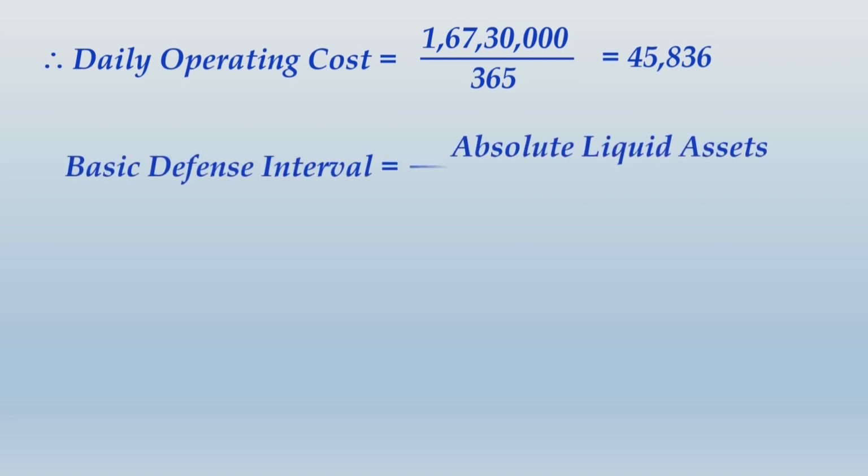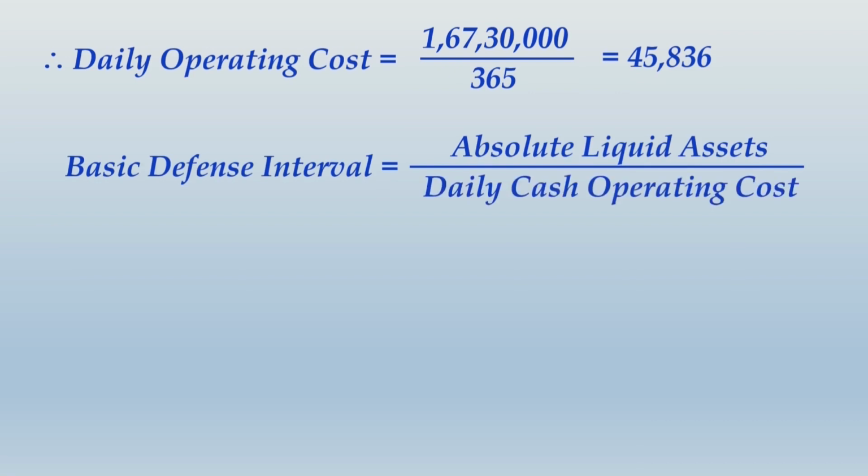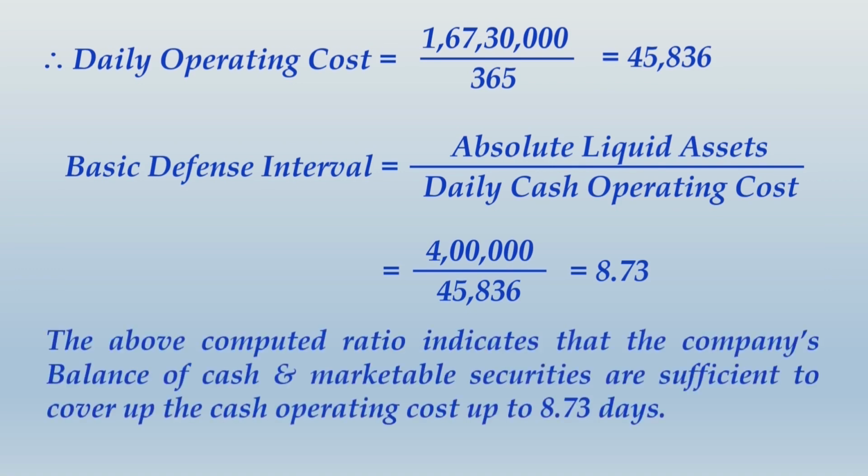Now the basic defense interval will be absolute liquid assets divided by daily cash operating cost, which will give you 4 lakhs divided by 45,836, that will give you 8.73. And the implication of this: the above computed ratio indicates that the company's balance of cash and marketable securities is sufficient to cover the cash operating cost up to 8.73 days.